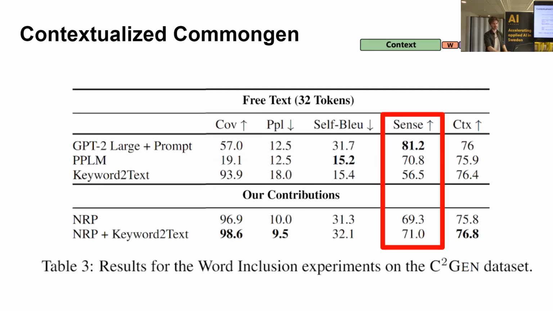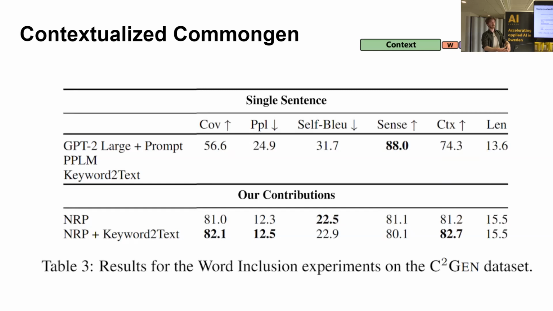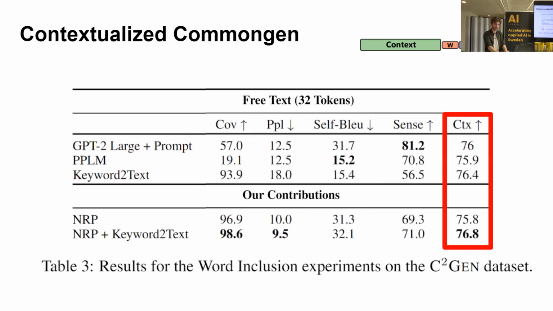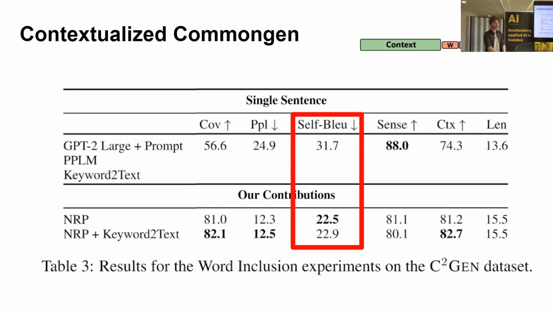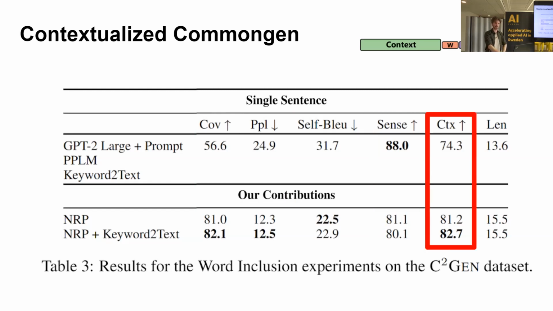We see in context that we don't really improve or become worse than any of the other methods. It remains about the same, but we have a 98.6 coverage. If we look at the single sentence, we can't use PPLM and keyword to text, as Joey mentioned, but comparing to the prompting, we do a lot better again. PPLM is better, self-blur is better, which is slightly weird actually. Didn't we have worse self-blur here? No, okay, it's about the same compared to GPT-2 large with prompting. Common sense is now about the same, and context is better.